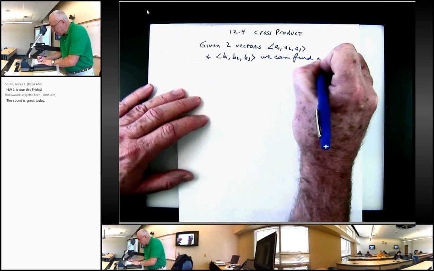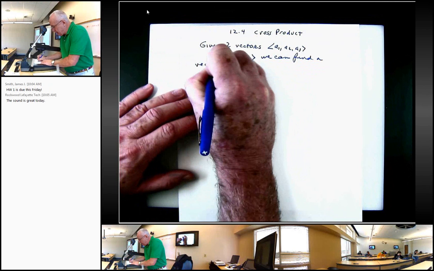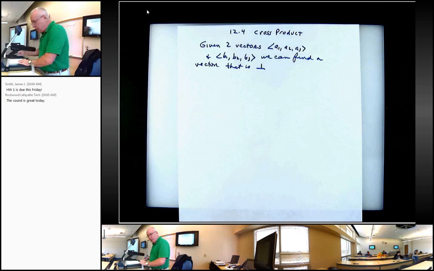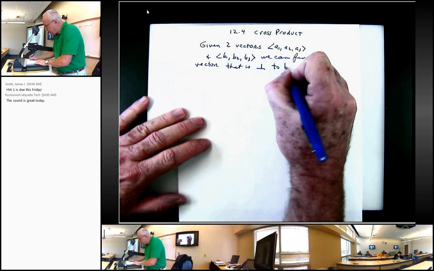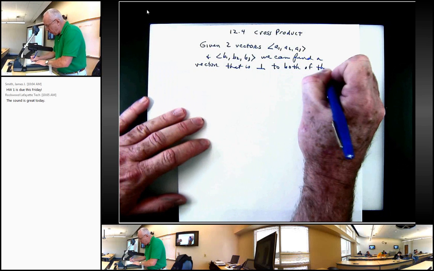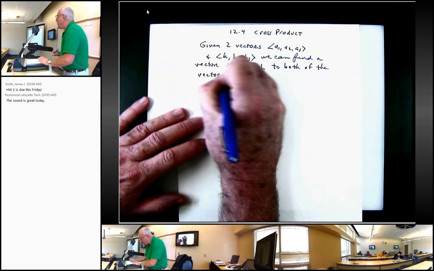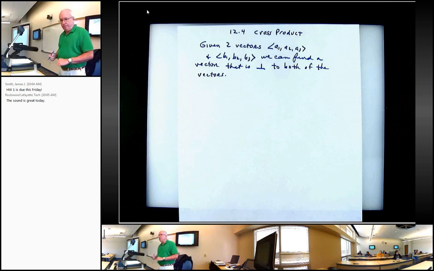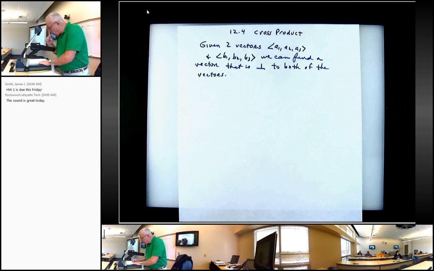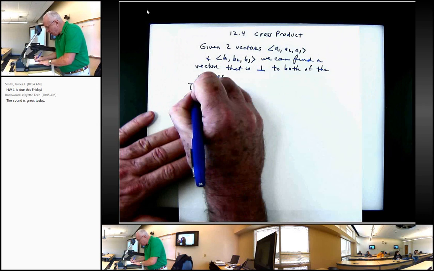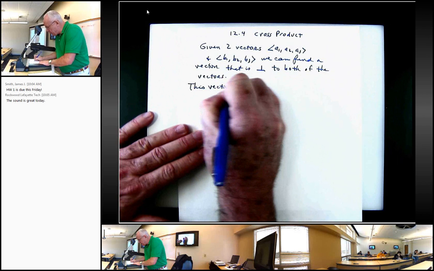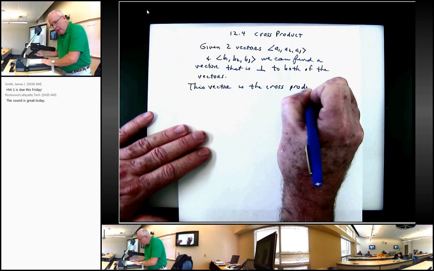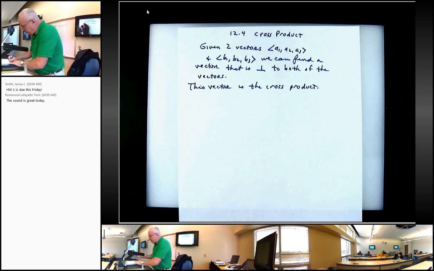We can find a vector that is perpendicular, so I'm just going to draw that symbol there, perpendicular to both of the vectors. When we start talking about planes, this is going to come in very useful. So this is the cross product. This vector is the cross product, and here's the definition of it.